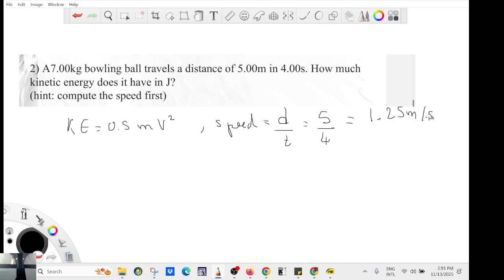Okay, so you can do the computation. So kinetic energy will be 0.5 times 7 times 1.25 squared. I don't know if you can do it in your head. I can't. But if you can, good. Okay, make sure you know how to do it.